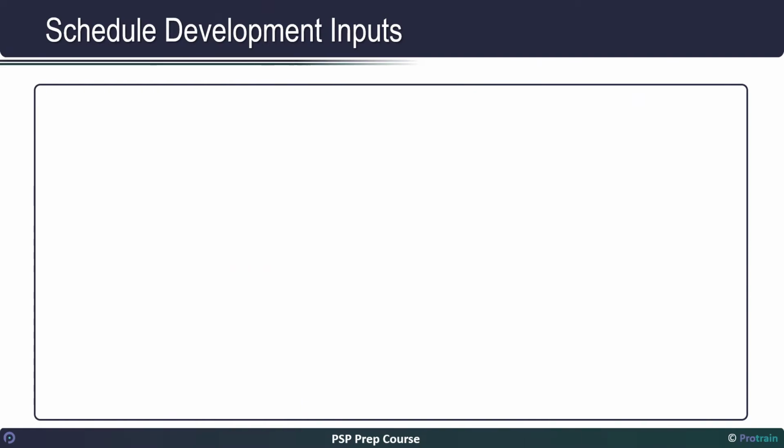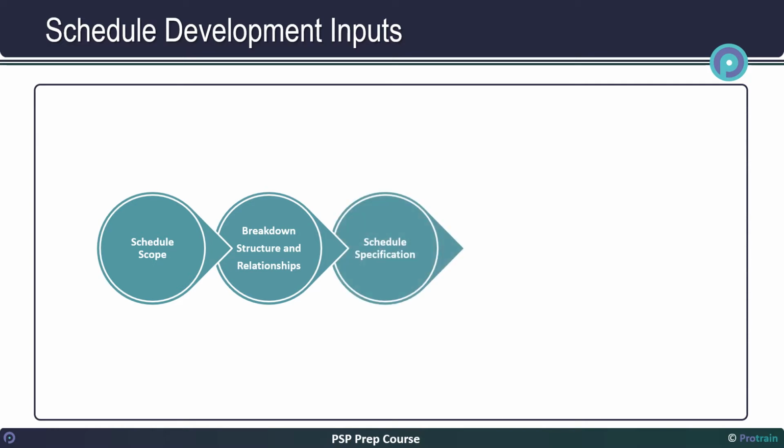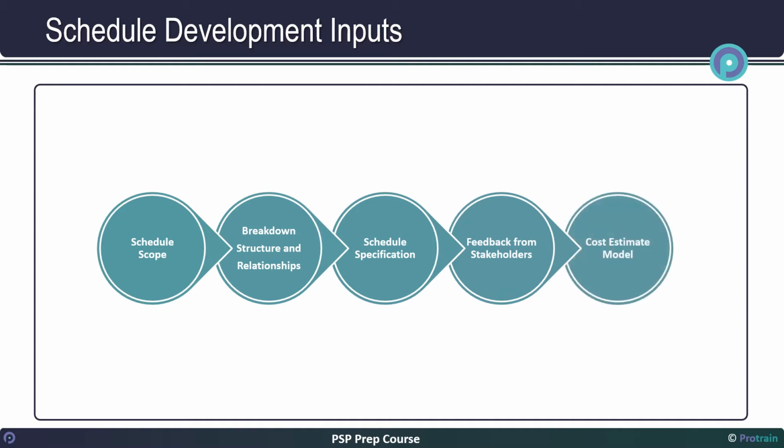As discussed a slide before, schedule development inputs are: schedule scope, breakdown structure and relationships, schedule specification, feedback from stakeholders, cost estimate model. Let us discuss each of them in detail, starting from schedule scope.